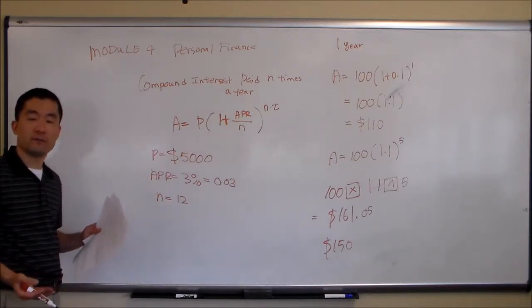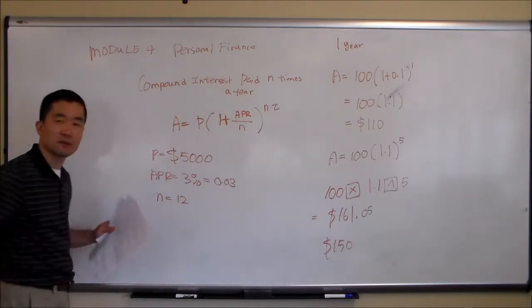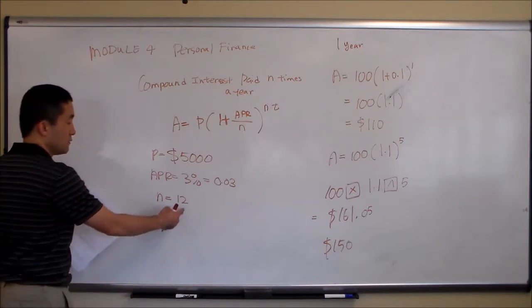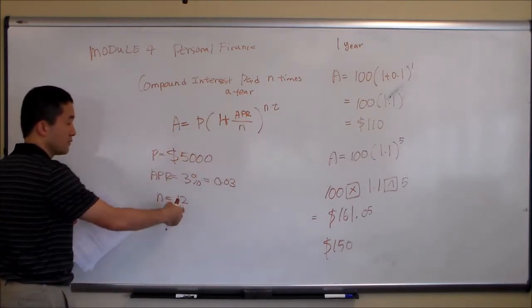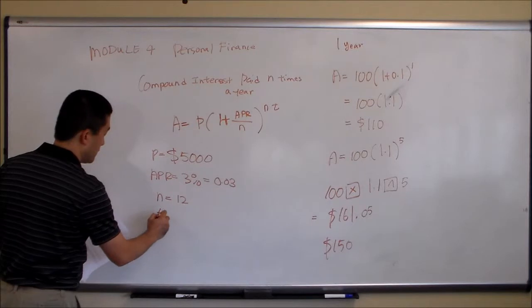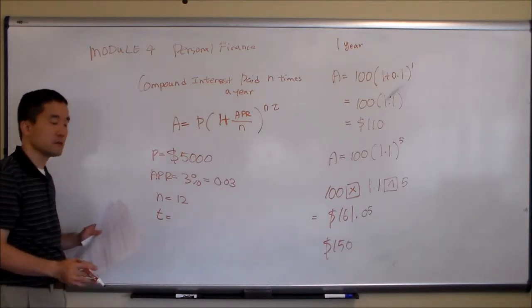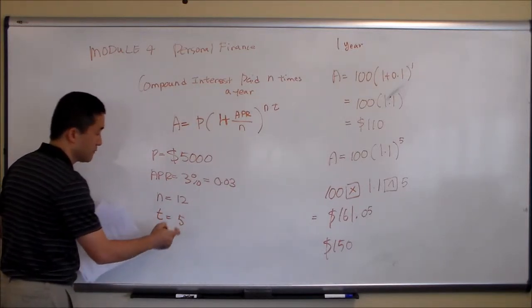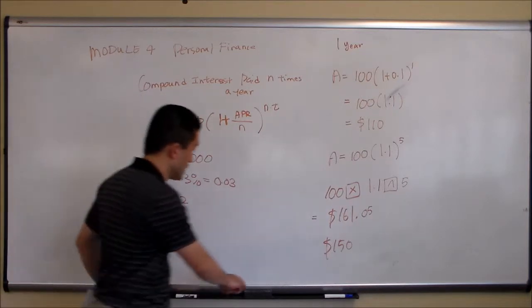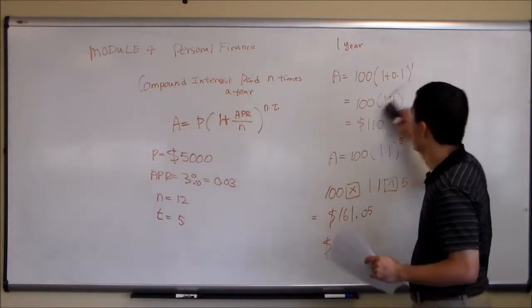If it's quarterly, it's going to be 4 a year. If it's daily, 365. But for monthly, it's 12. T is typically how many years? So that's 5. So let's use those numbers to figure out what's the cumulative amount.